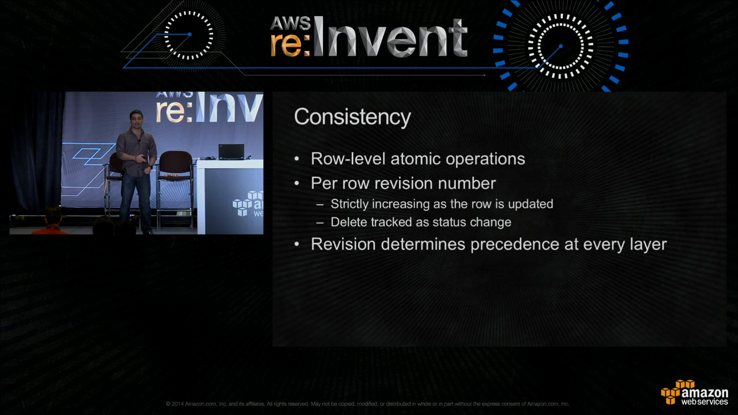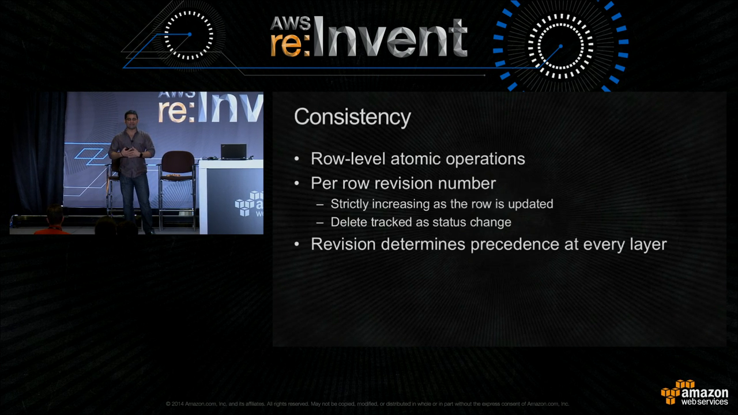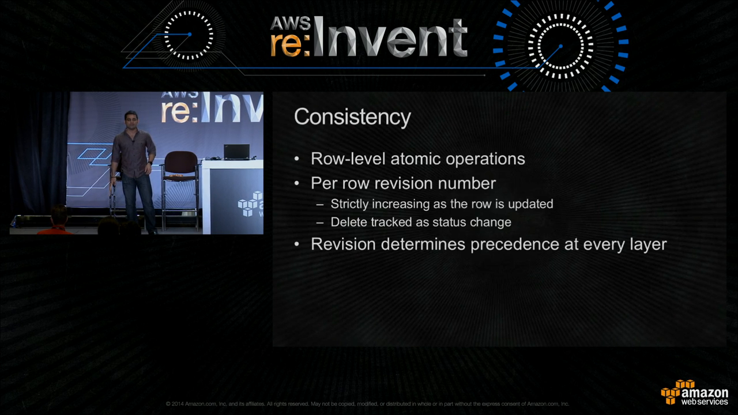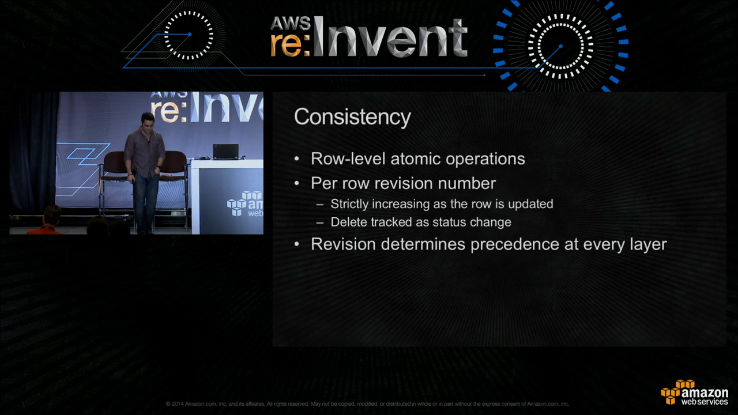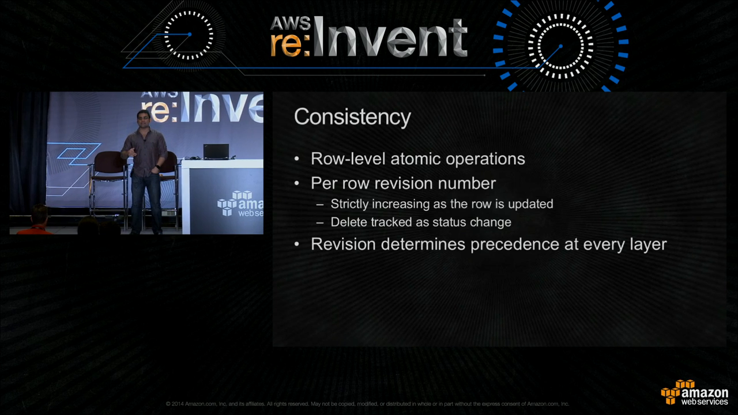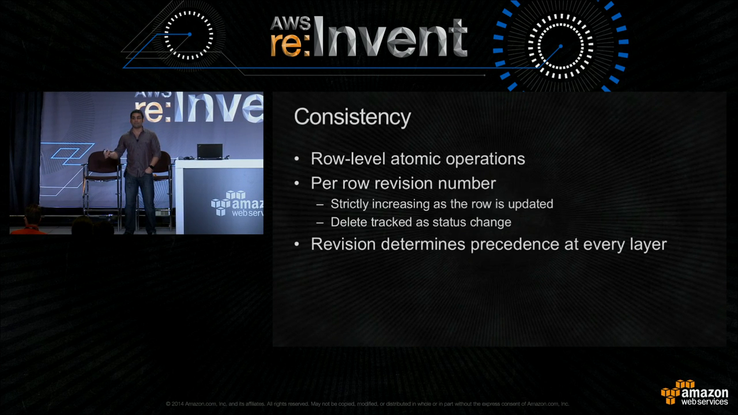Deletes are not tracked as deleting the row entirely, but are simply a status update. They also involve incrementing the version number on the row. So they are essentially metadata updates, even though the UX built off of these is going to be different, obviously. At every layer of our architecture, this revision number determines precedence. If you have two versions of the same row, you can always know which is the authoritative one by looking at the higher revision number.